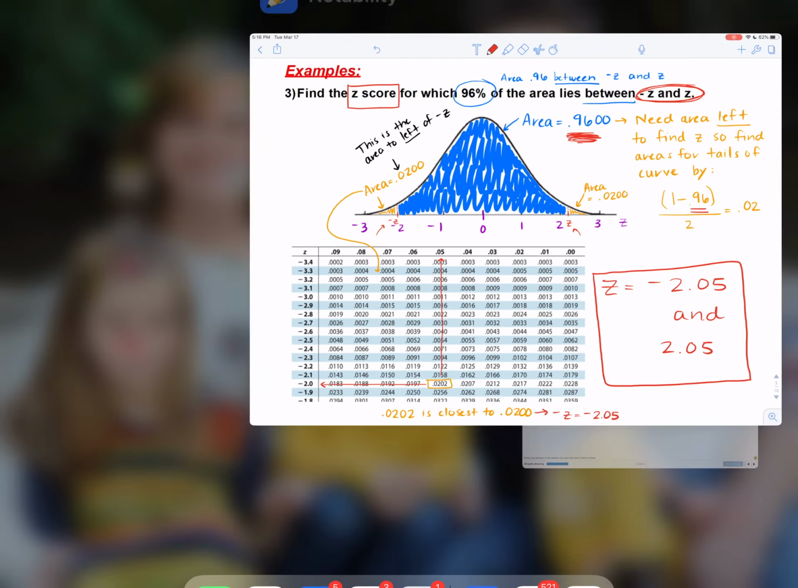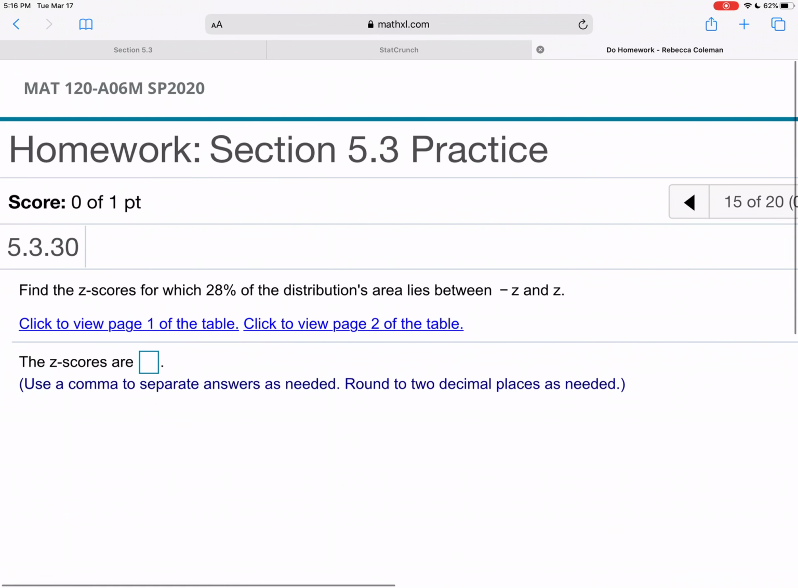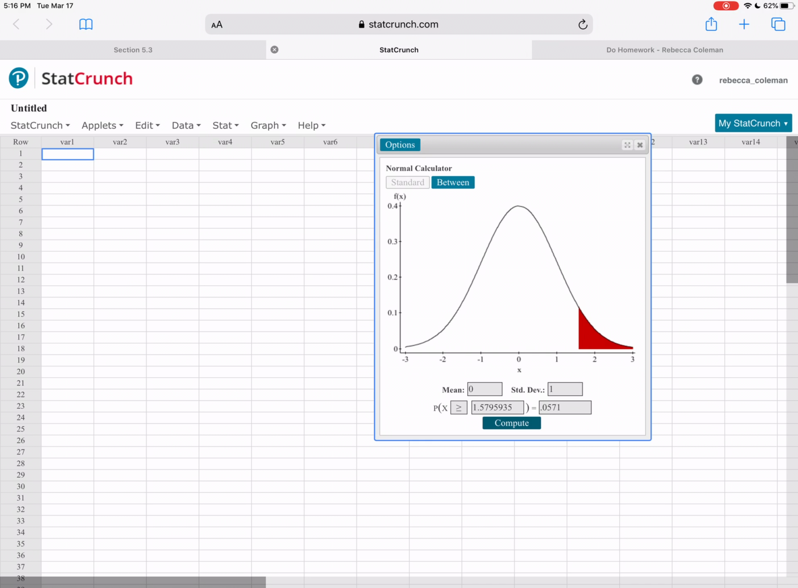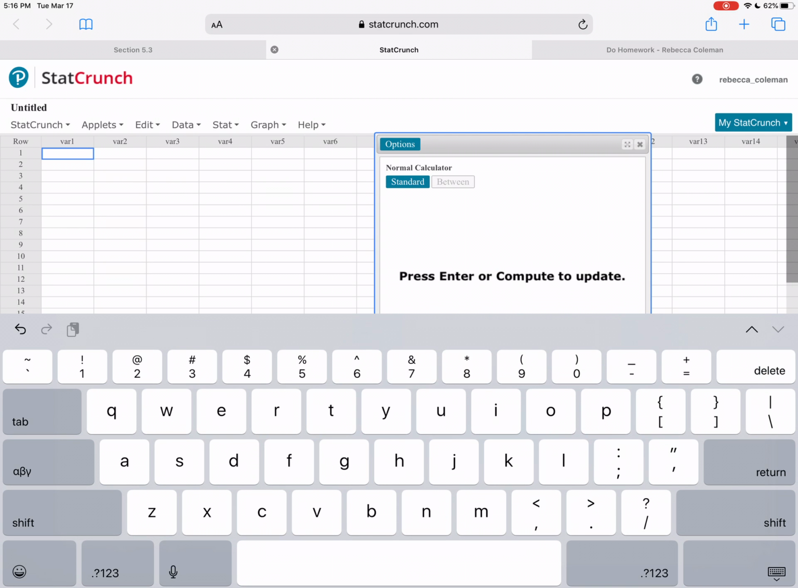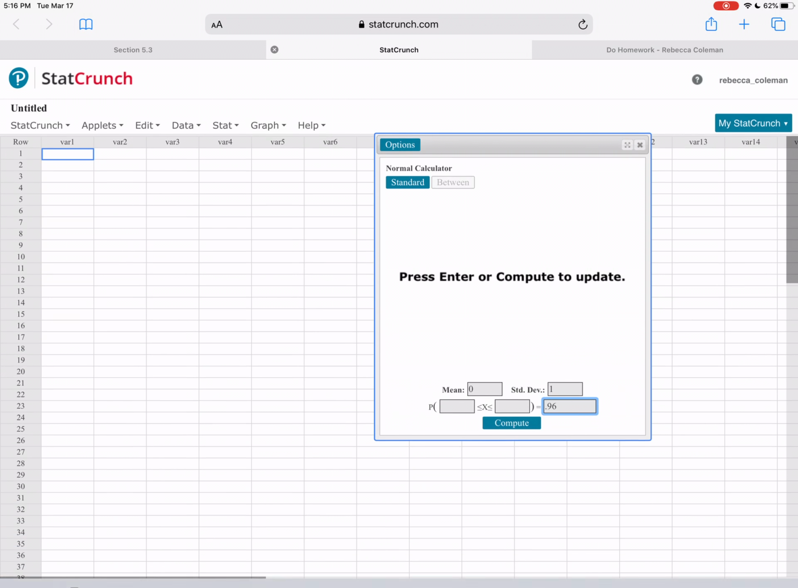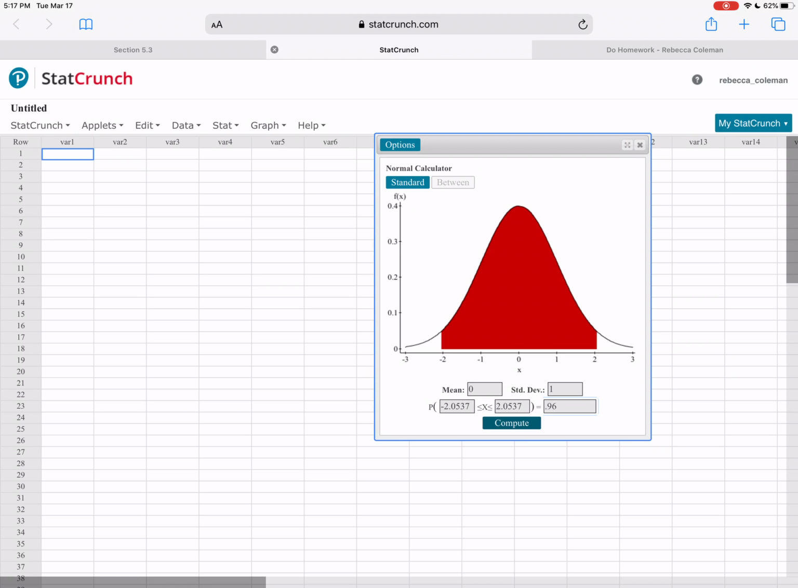All right, so in that case, I would pull up my normal calculator. I would switch to the between calculator up there at the top. And then again, area goes to the right of the equal sign. The area in between here is 96%, so 0.96. And then I compute, there's my negative 2.05 and my positive 2.05.